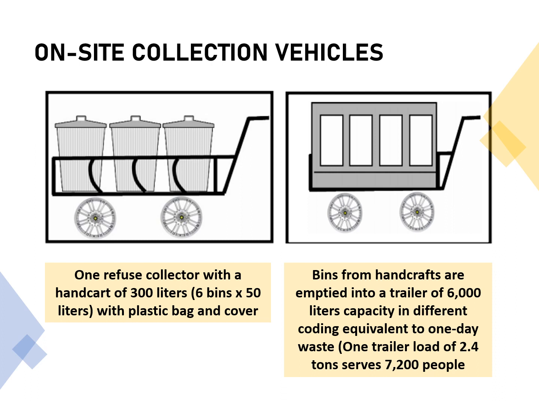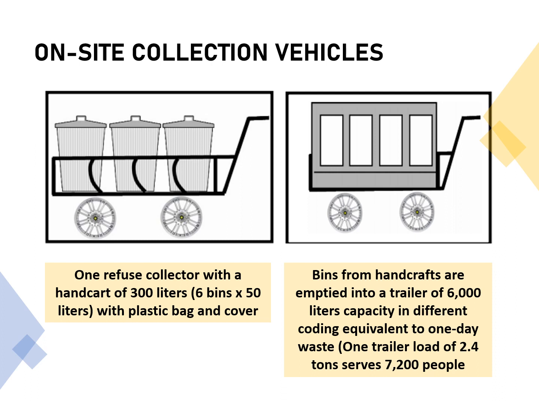So we have here on the left side a collector with a hand cart of 300 liters. That is equivalent to 6 bins times 50 liters, meaning each bin has the capacity to carry 50 liters of waste, and each of the bins must have a plastic bag and a cover.